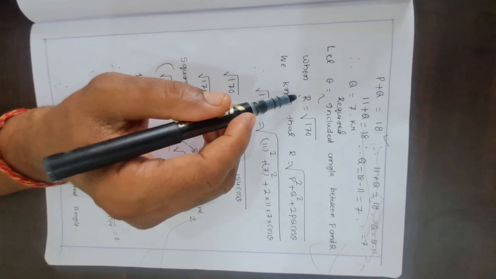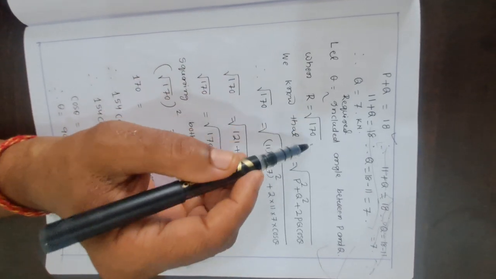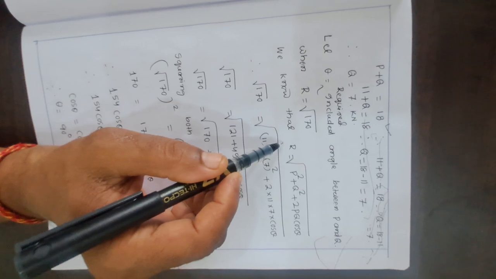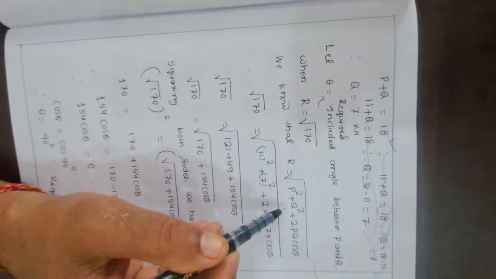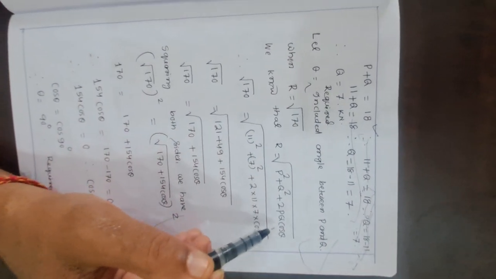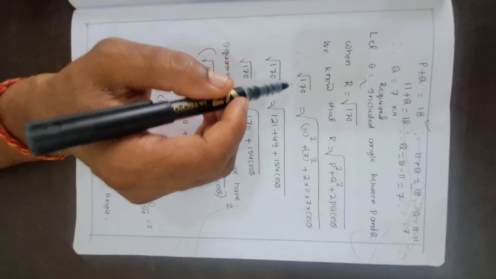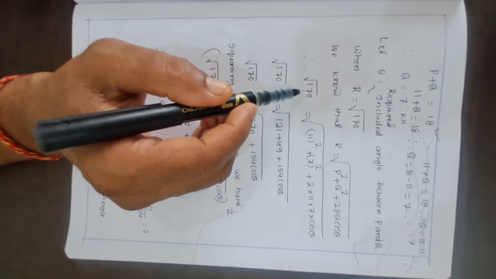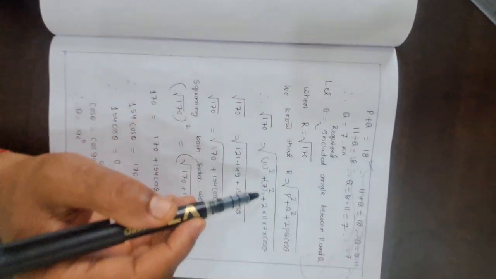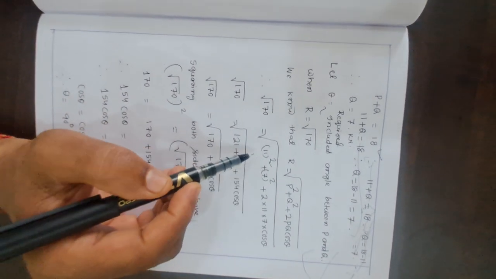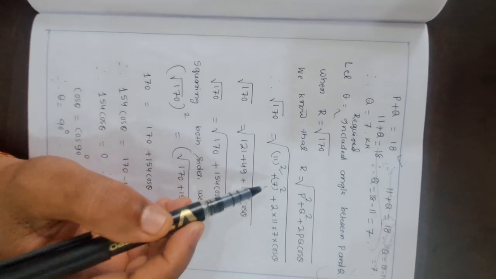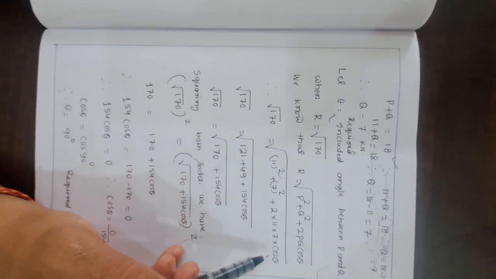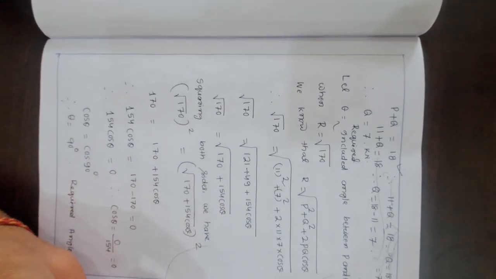When R is equal to root over 170 given, you know that R is equal to root over P square plus Q square plus 2PQ cos theta. After putting, we have R is equal to root over 170 is equal to P is equal to 11 square, Q 7 square plus 2 into 11 into 7 cos theta, root over.